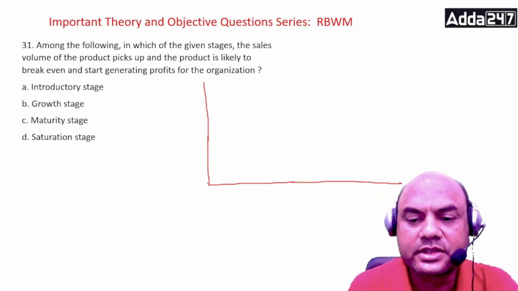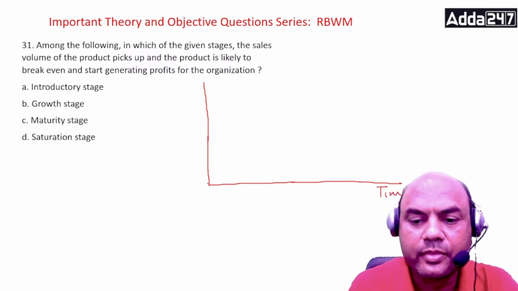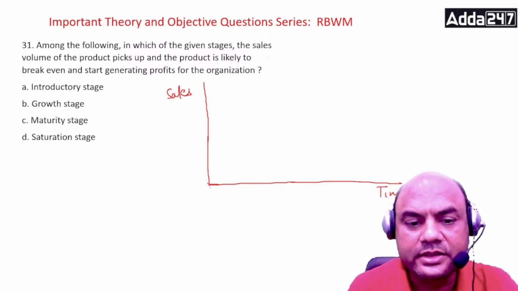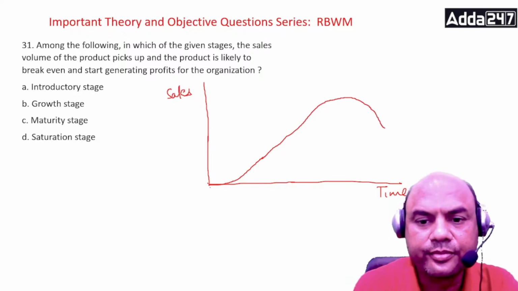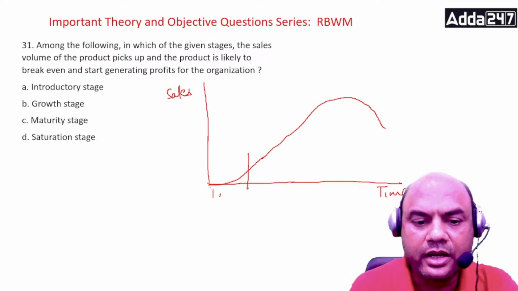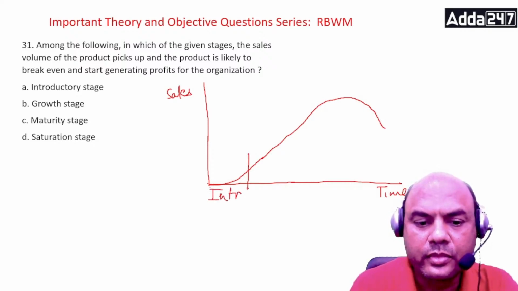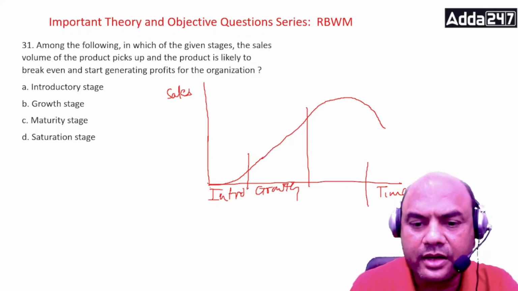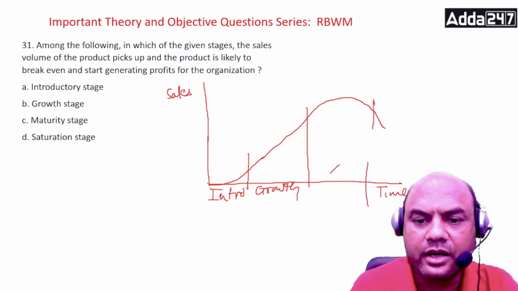Similarly, same is for product also. This is the year's time, and this is for sales. So the graph goes like this. This is introduction, growth, right? We might have done this earlier also. Growth, maturity and decline, right? Your maturity and your decline.